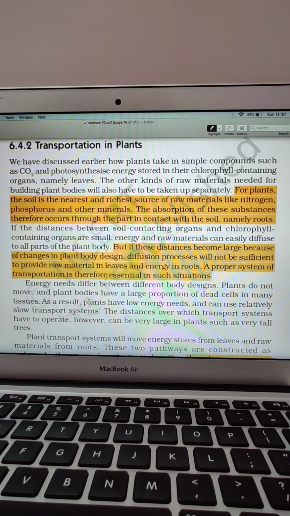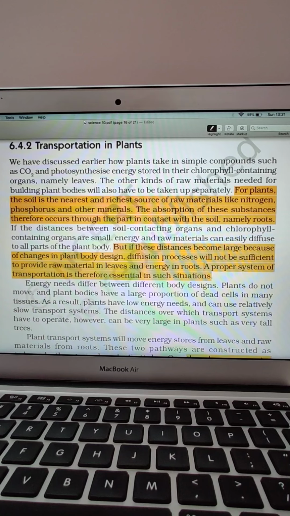Good morning, students. In the previous class, we studied transportation in human beings. How does it occur? It occurs by double circulation. In today's class, we are going to study transportation in plants, and how plants fulfill their different requirements.